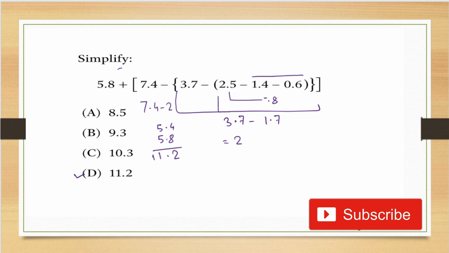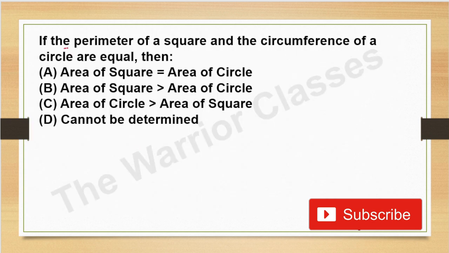Now moving to the next question, and the question here is, if the perimeter of a square and the circumference of a circle are equal, then we have to compare the area of these two. So in the question we have a square and one circle. So they have given the perimeter. Both perimeters are equal. Take the perimeter so that we can calculate easily.